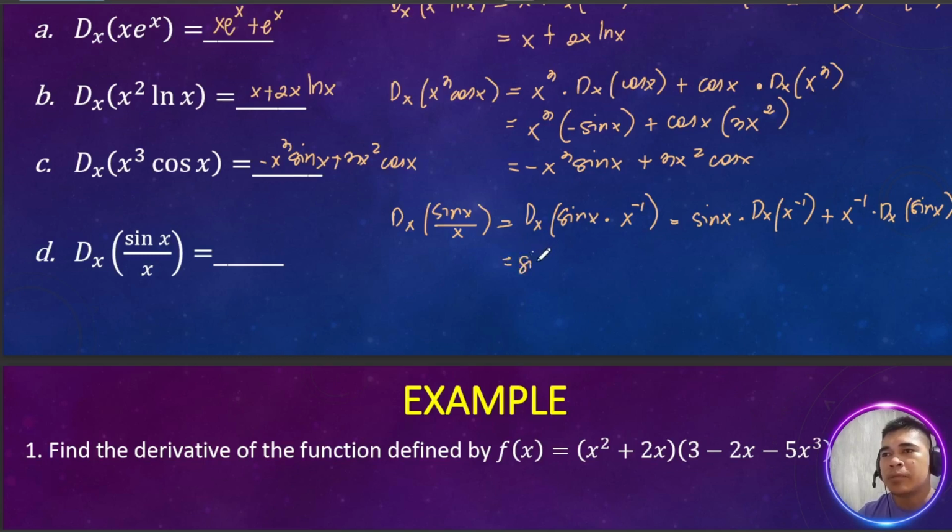equals, copy sine x. Now, what is the derivative of x to the power of negative 1? So, we get negative 1x to the power of negative 2.